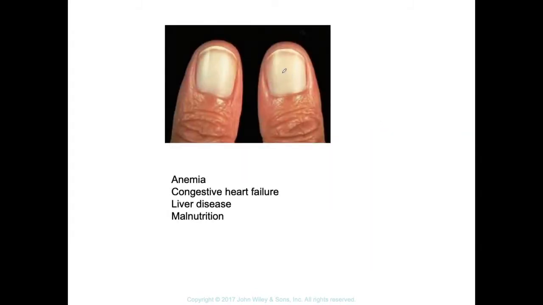When we see the nail body, this portion here, and it's not pink, but it's pale, we're thinking anemia. Either iron deficiency anemia, or we're thinking B12 pernicious anemia. We also think it could be seen with malnutrition, either iron or B12, congestive heart failure, and liver disease. Most likely some sort of anemia. That's usually number one on the list.